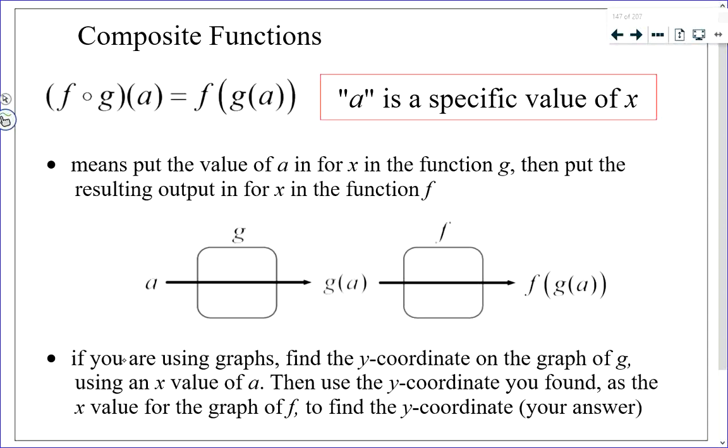If you're using graphs, you would find the y coordinate on the graph of g using an x value of a. Then you would take that y coordinate and it now becomes an x value for the graph of f. So you would then find the output, which is the new y coordinate. We've done lots of these examples. I think you guys are pretty solid on this idea. Just be careful that you get the order right.